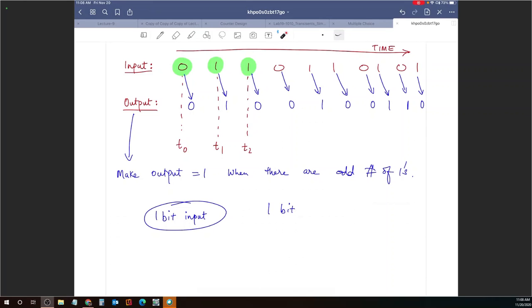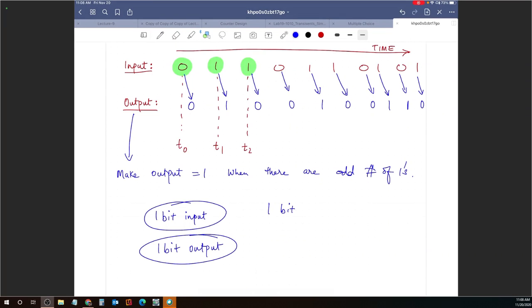How about the output? Is the output 1 bit? The output is also 1 bit, right? Yes, absolutely right. Sometimes it shows me a 0, sometimes it shows me a 1. So if it's showing me a 0, that means that I have even parity so far on the bit stream coming in. If it shows me a 1, that is odd parity check.